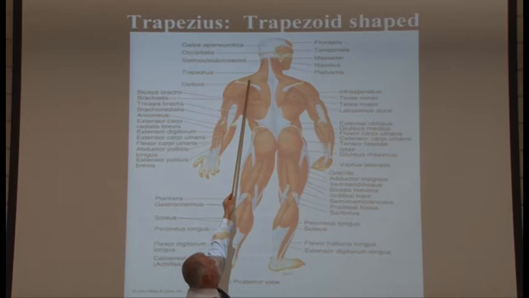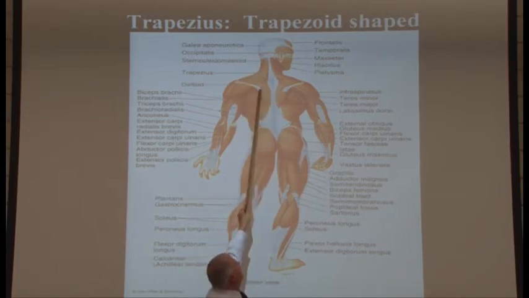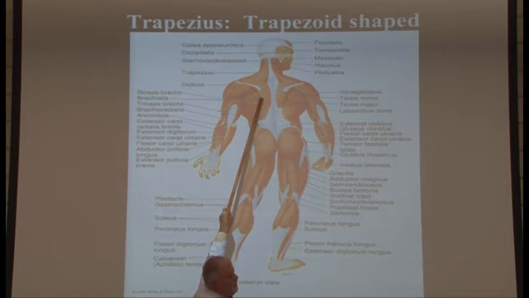Since these fibers are going up, we say this is the upper trap. These fibers are going transverse, so we call that the middle trap, and then these fibers are going downward, so we call that the lower trap.